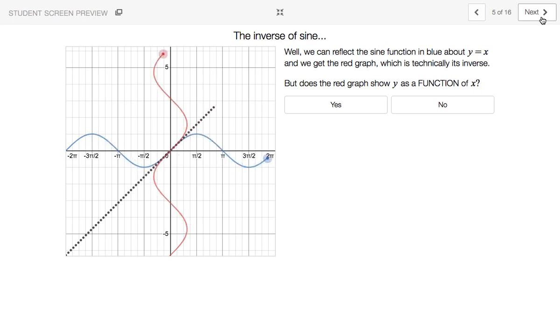Talk to me about the blue graph. That's the sine curve. It is the sine function. What do you think the red graph is? The inverse sine function. But is the red graph a function? No, it fails the vertical line test.